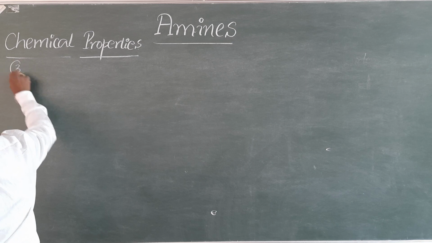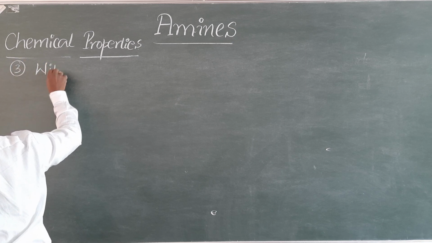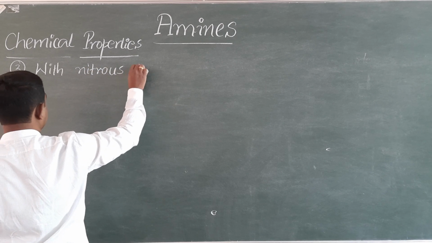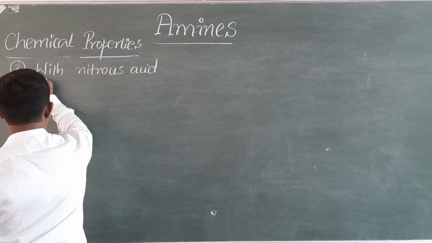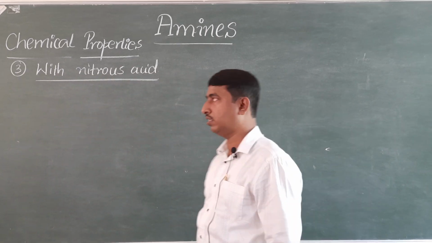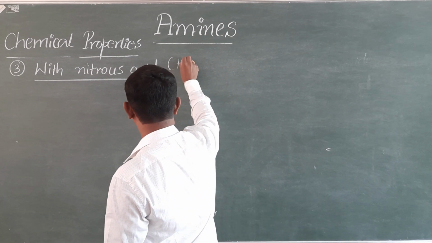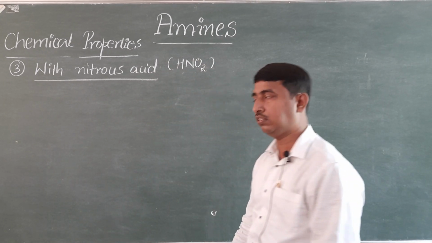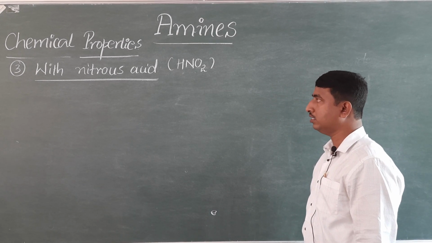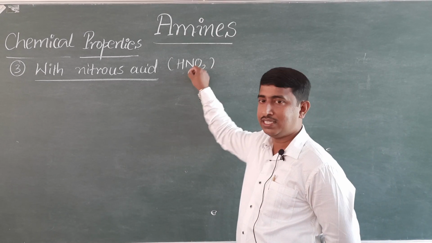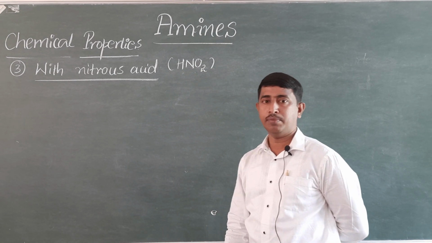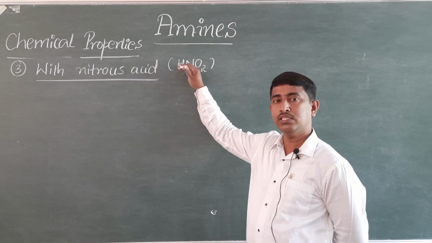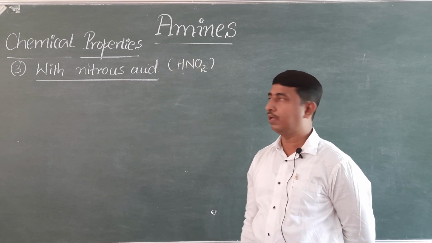Next, third one, reaction with nitrous acid. The formula of nitrous acid is HNO2. HNO2 means nitrous acid. Nitrous acid is an unstable compound. It cannot be stored in the laboratory for a longer time.